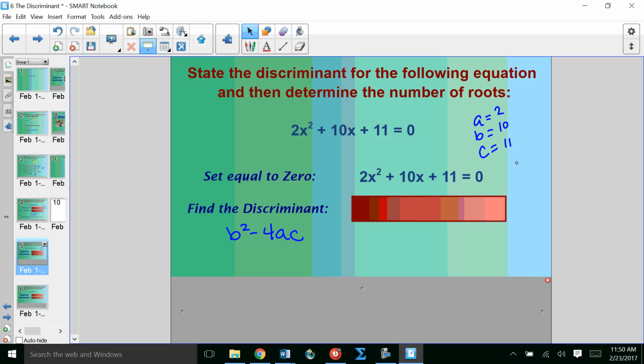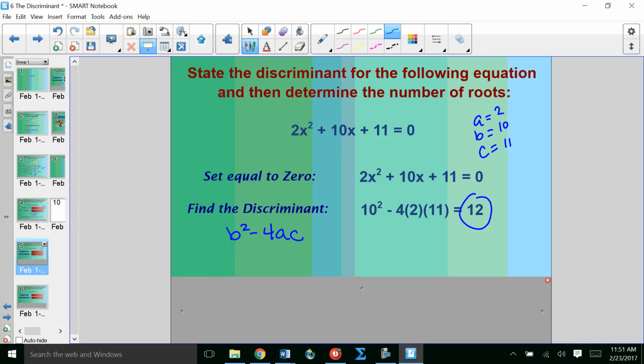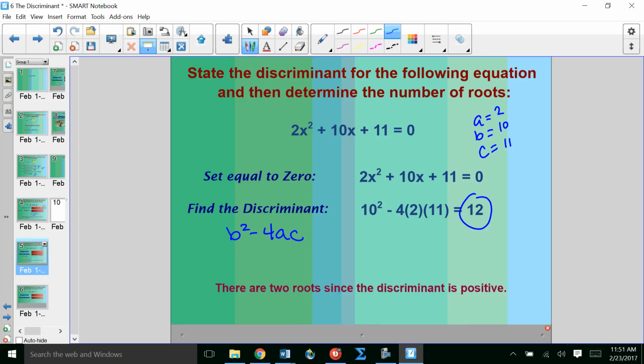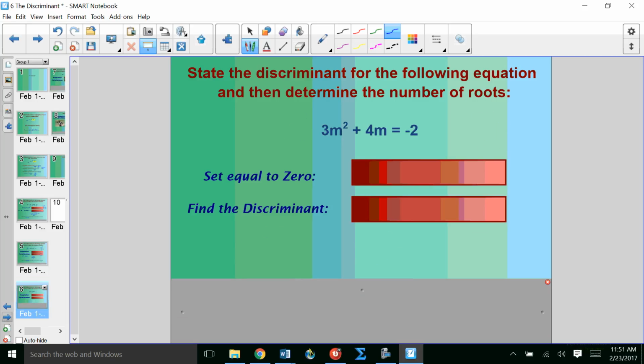Okay, so substituting 2 in for A, 10 in for B, and 11 for C, we should simplify to a discriminant of 12, which is positive. Because it's positive, this is an example of a quadratic equation that will have two roots. It's opening up, so really quickly, we've got an opening-up graph crossing the x-axis in two places.